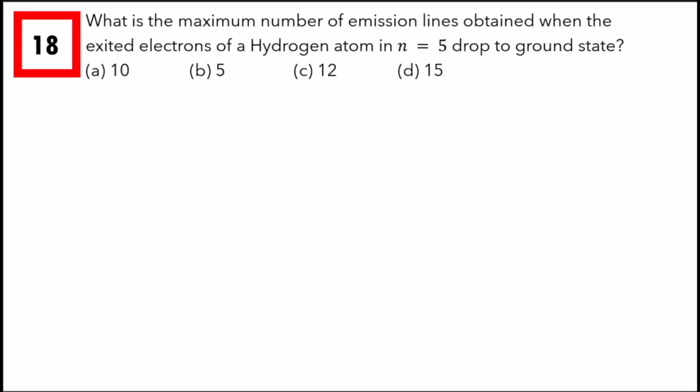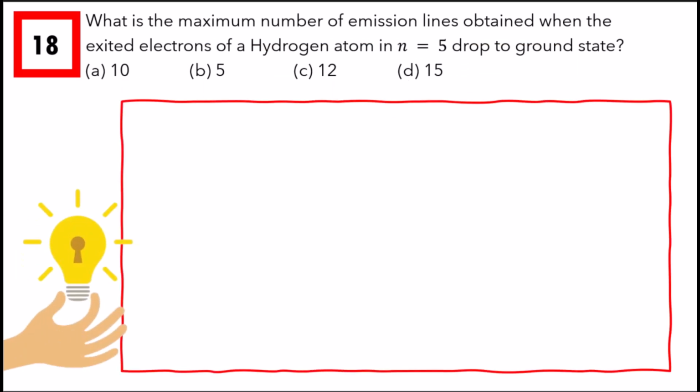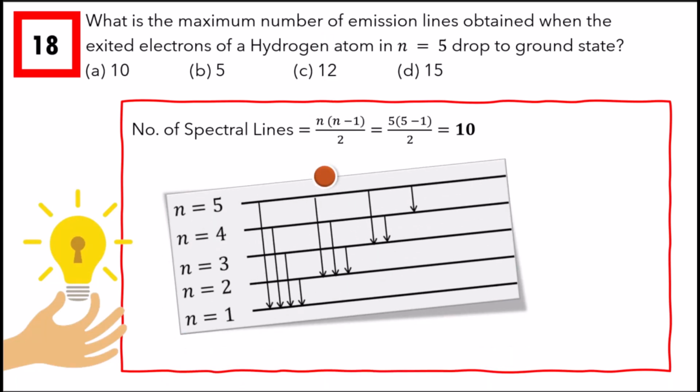Now, in this question, the electron drops from the n equals 5 level. So if we use the formula for the number of spectral lines, then directly we get the answer 10. And if you want to draw the diagram, then also we can see from 5 to 1, the journey shows a total of 10 lines developed. So the correct answer is option A.